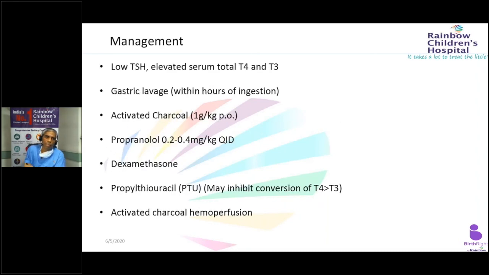In terms of management, as I said earlier, we have to check the TSH, which will be low. T3, T4 will be high. Gastric lavage and activated charcoal if they present within 1 to 2 hours. Propranolol for a few days, dexamethasone, and propylthiouracil. And if they are having symptoms, we can consider activated charcoal hemoperfusion.